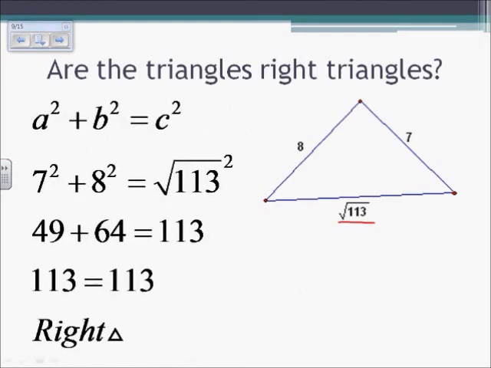So we check it. 7 squared plus 8 squared hopefully equals square root of 113 squared. We simplify then and solve. We do have 113 equaling 113, so therefore, since the statement holds true, we do have a right triangle. This will not work if we misplace the square root of 113, so we do have to figure out which one is the largest side.